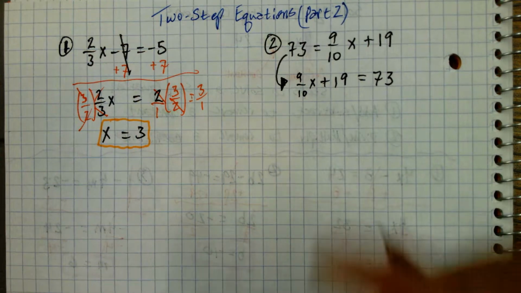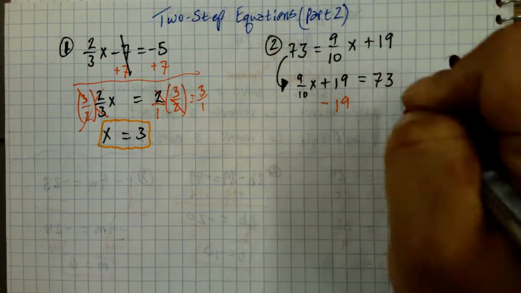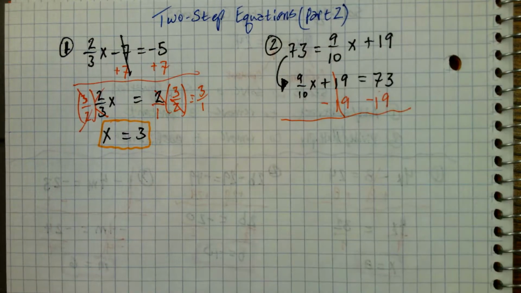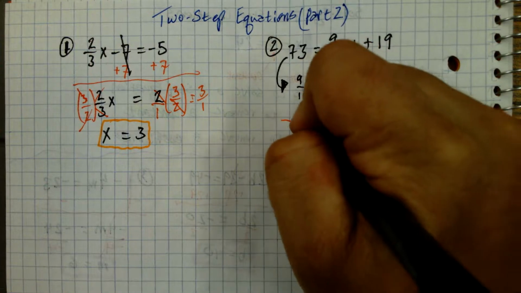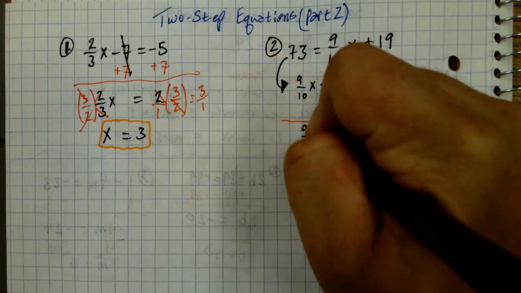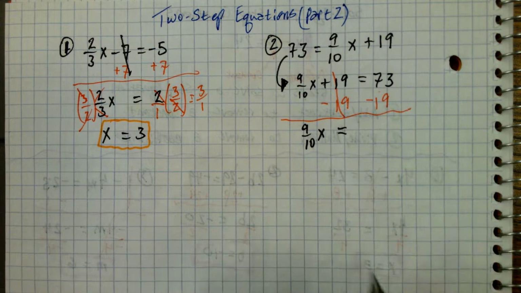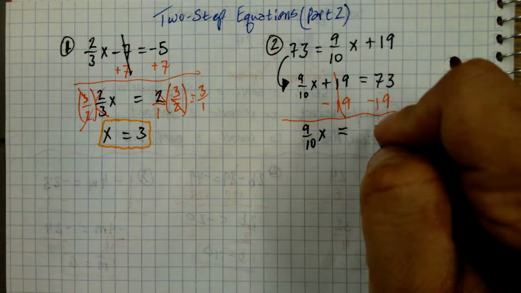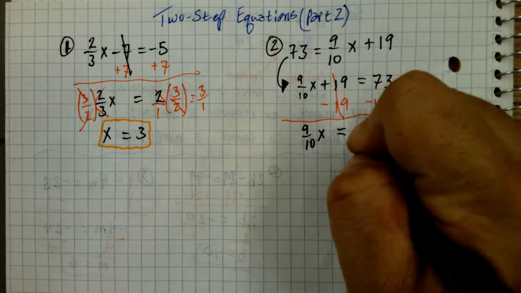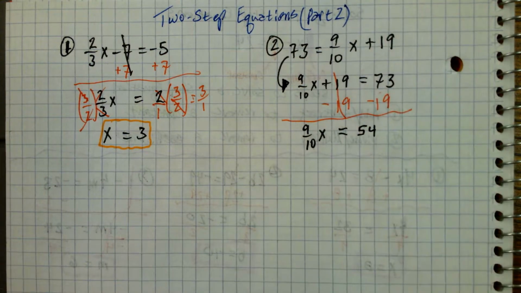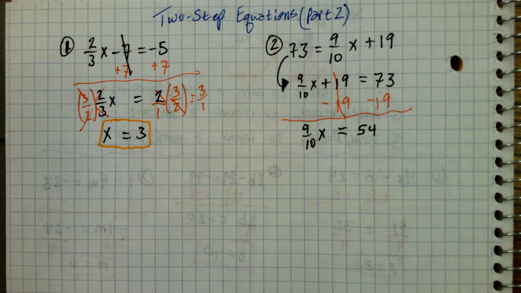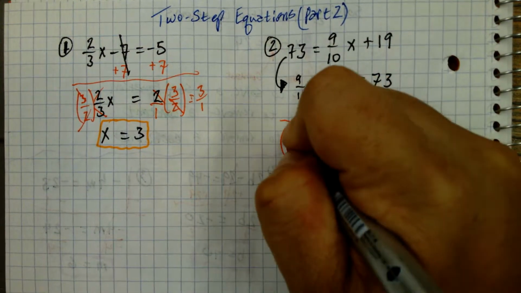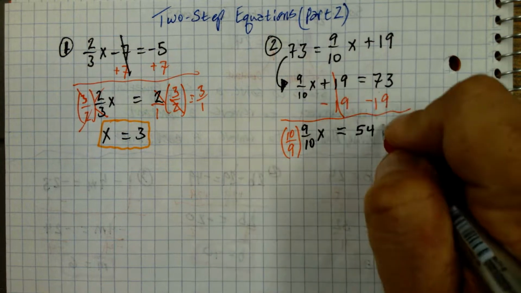Okay, let's get rid of our constant. So we'll put -19 there. We get 9/10 x equals, what's this going to be? 54. And let's go ahead and multiply by 10/9, the reciprocal, yes.